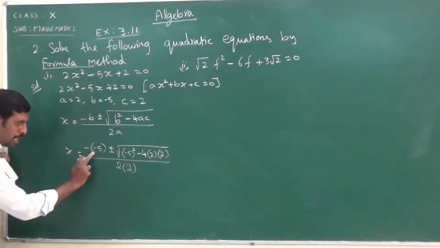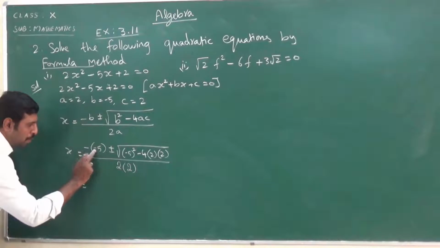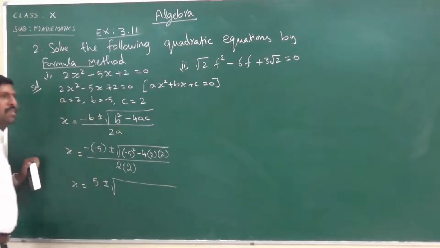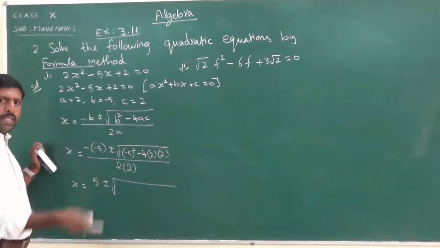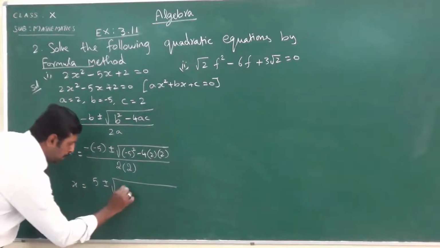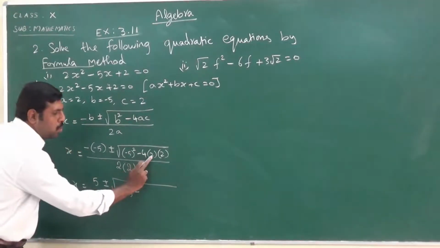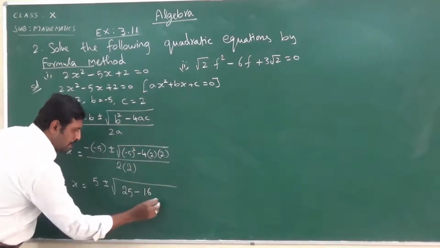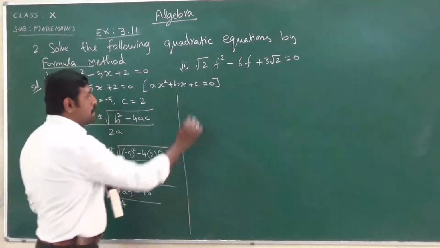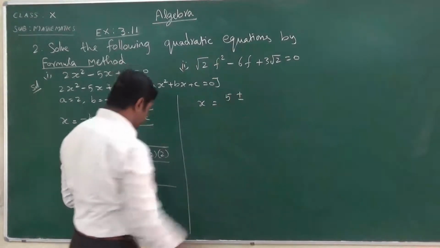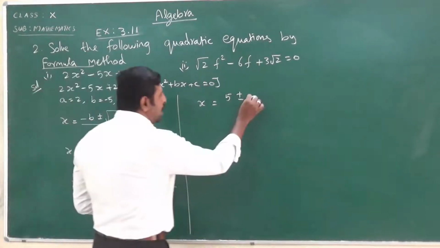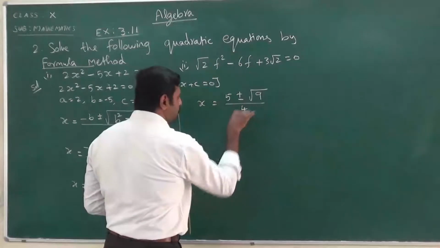Now I remove the bracket here, then we get x is equal to minus into minus plus 5, plus or minus root of, if you square this term, whether it is a positive or negative value, when we square the term we get only the positive value. So minus 5 into minus 5 is 25, minus 4 2s are 8, 8 2s are 16, divided by 2 2s are 4. Now x is equal to 5 plus or minus, see here we have 25 minus 16 is equal to 9. So root 9 divided by 4.